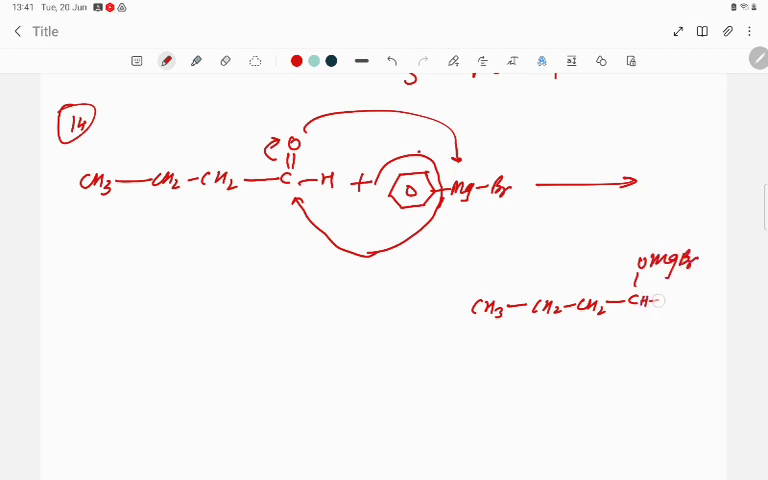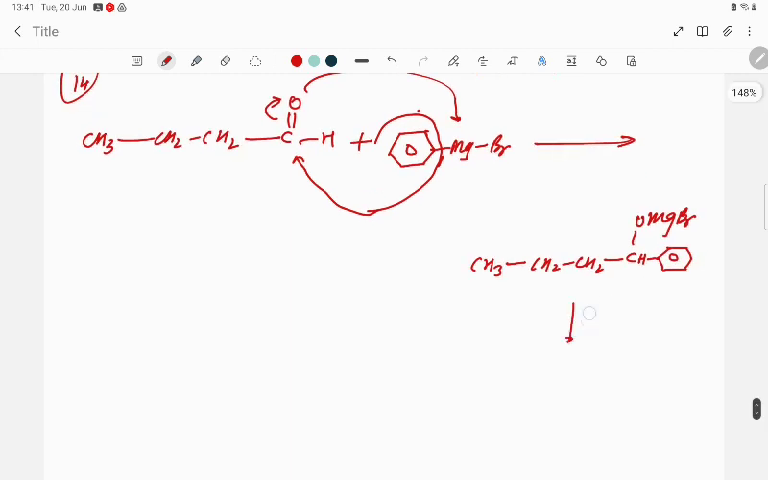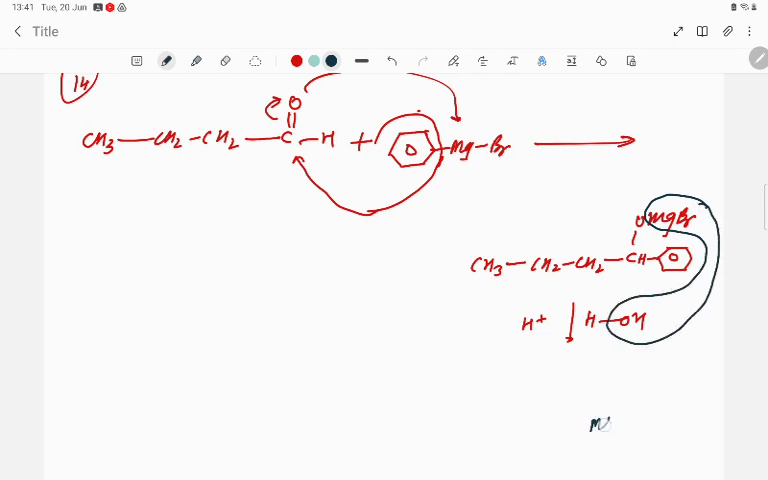Here is the hydrogen, this is the benzene ring, student, right? Now you do the hydrolysis, student, HOH, acidic hydrolysis, friend. So what is there, student? MgOH-Br, student, right? Here is MgOH and Br. So what is the product here, dear student? CH3 CH2 CH, here will be OH, student.